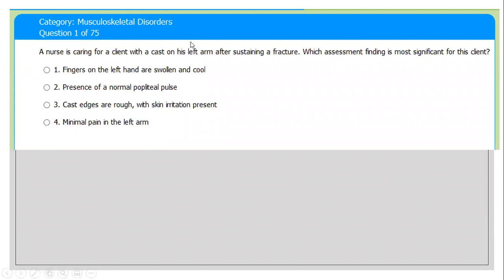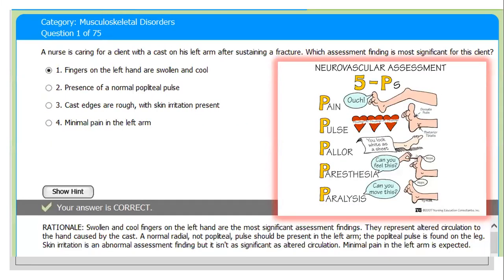So the key point here is, a patient has a broken left arm and you put on the cast. If the cast is too tight, it causes compression. If the cast is too loose, it will not work. So in that case, what assessment finding is most significant? Number one, fingers on the left arm, because the fracture in the left arm has swollen and cold fingers, which indicates the nerve supply or blood supply is not working well. So when a patient has a cast, we have to check the neurovascular examination.